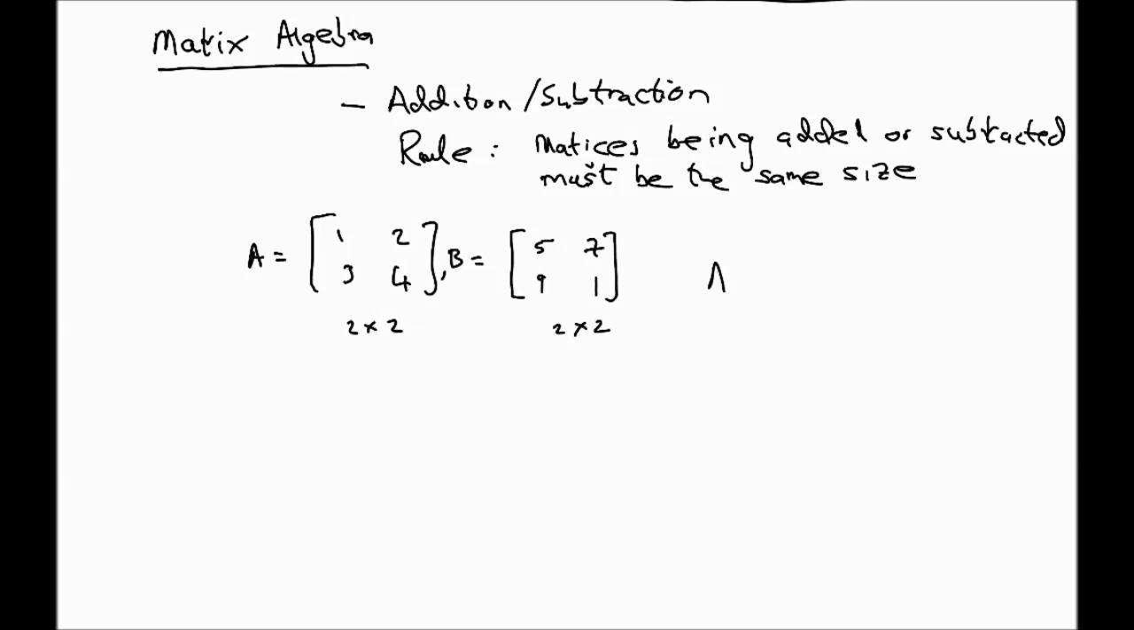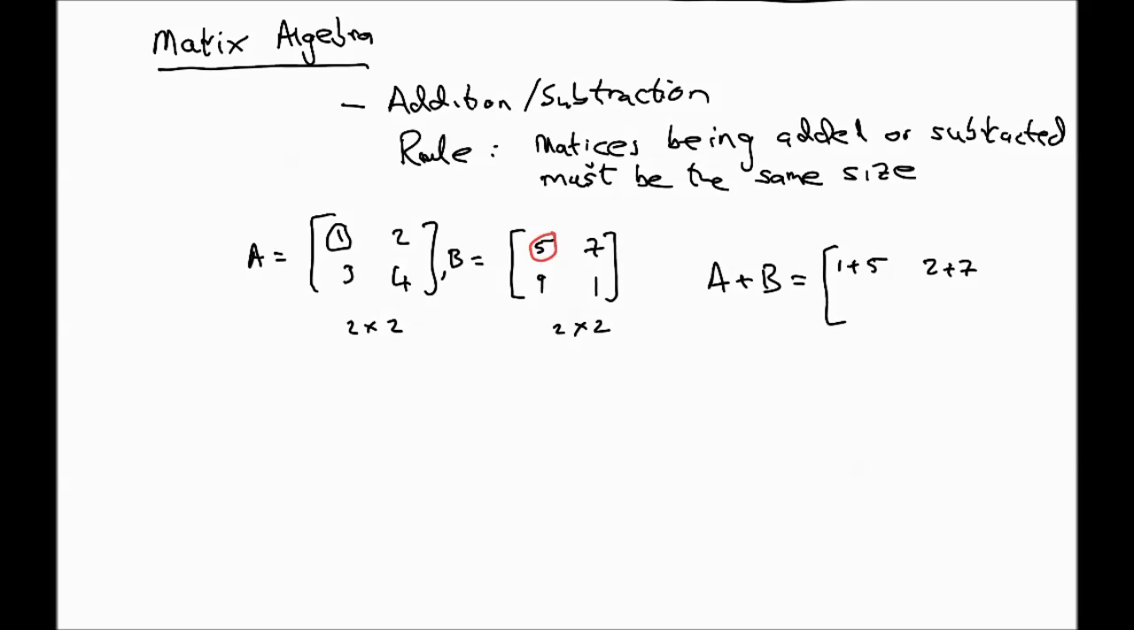How do we add? Let's have a look. Basic addition is done by adding the corresponding elements. So this element here is added to this element here. So the total becomes 1 plus 5, and then 2 plus 7.